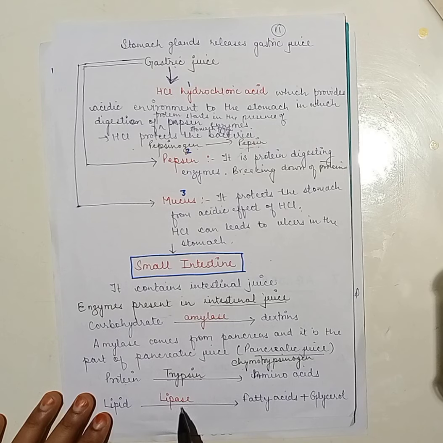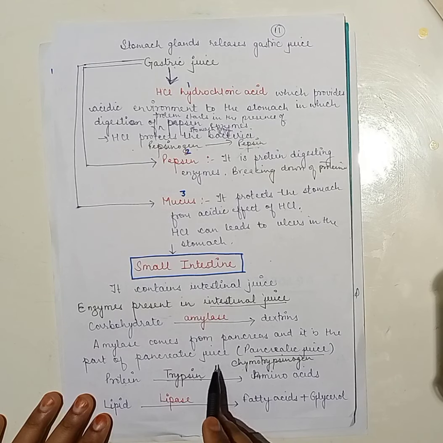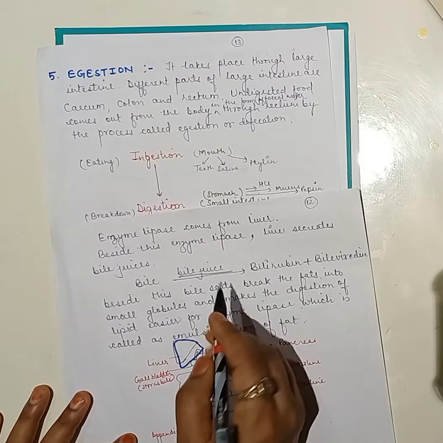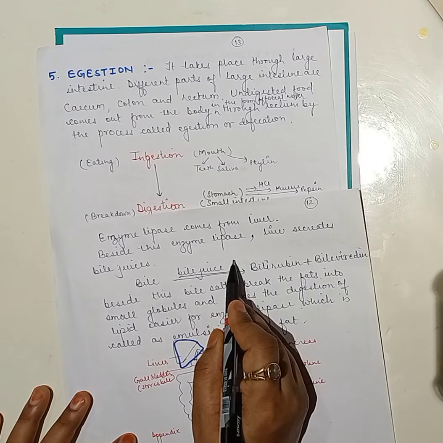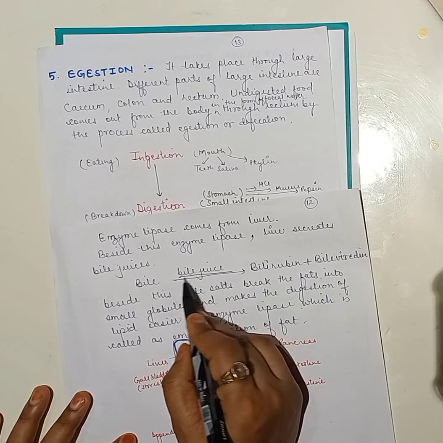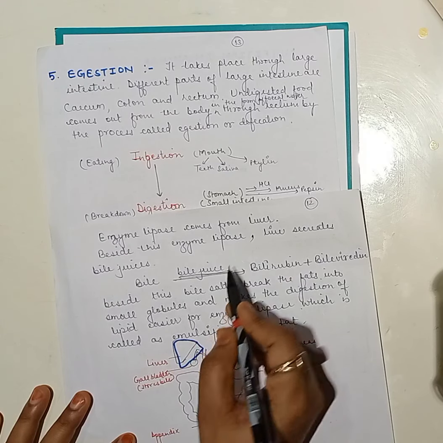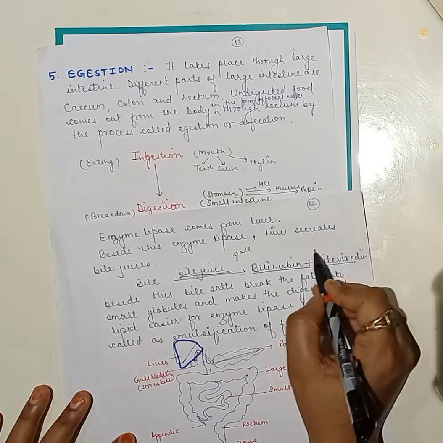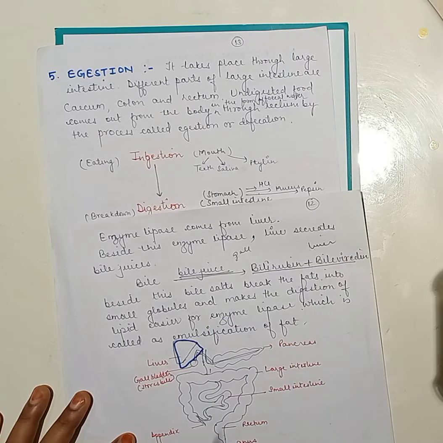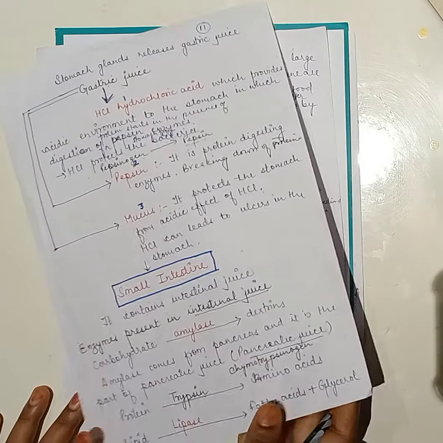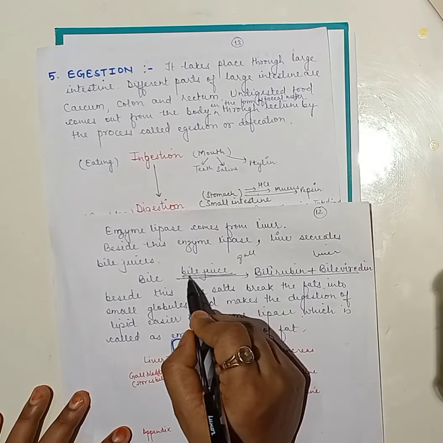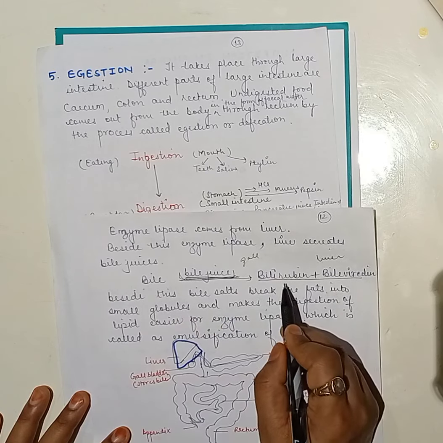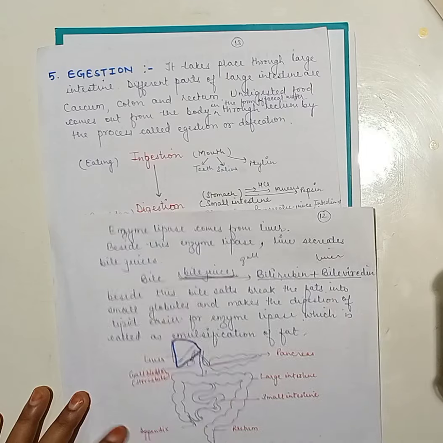Another enzyme called lipase is also present in the pancreatic juice. Bile juice is secreted by the gallbladder and liver, both. Bile is secreted by the gallbladder, and bile salts are secreted by the liver. Okay, so bile is secreted by the gallbladder, and bile salts are present in the bile. The bile breaks down into bilirubin and biliverdin.